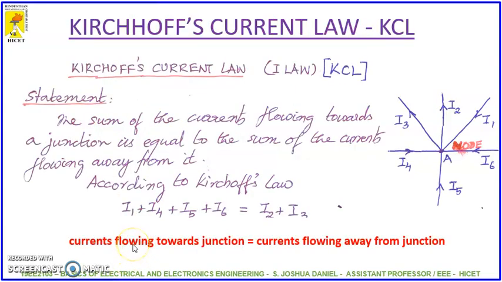So what is Kirchhoff's current law? The sum of currents flowing towards a junction is equal to the sum of currents flowing away from it. As you can see in this diagram, I1, I4, I5 and I6 are the currents that are going towards the junction, and I2 and I3 are the currents that are leaving the junction. So they both are equal. Currents flowing towards the junction are equal to the currents flowing away from the junction.